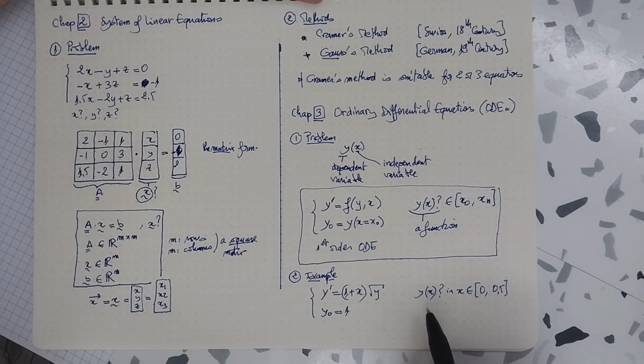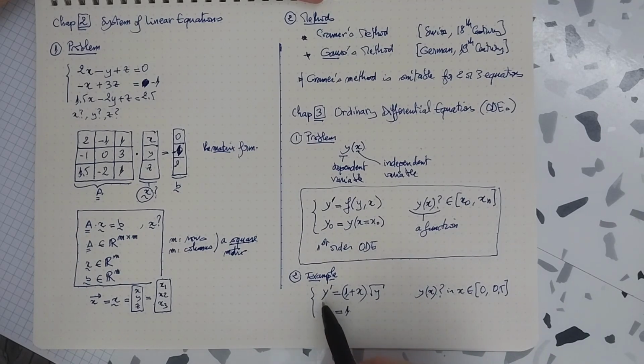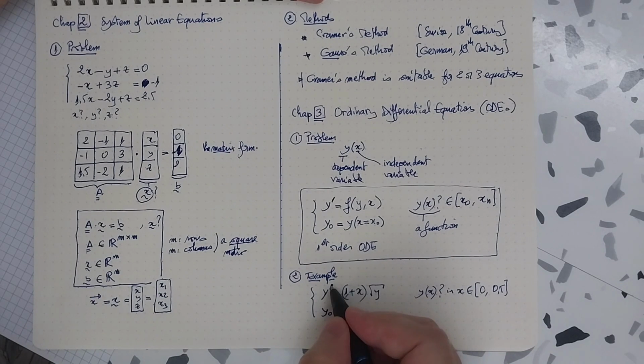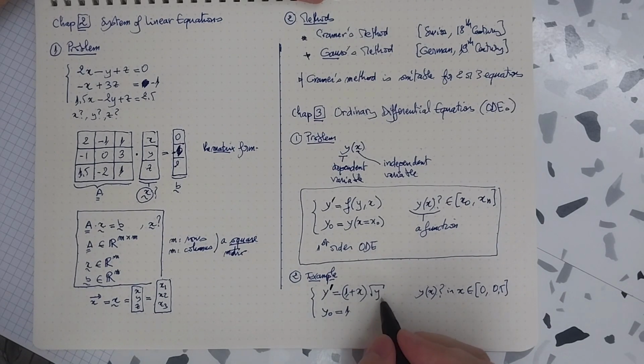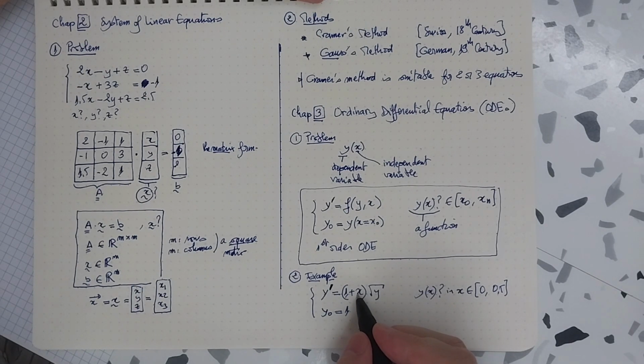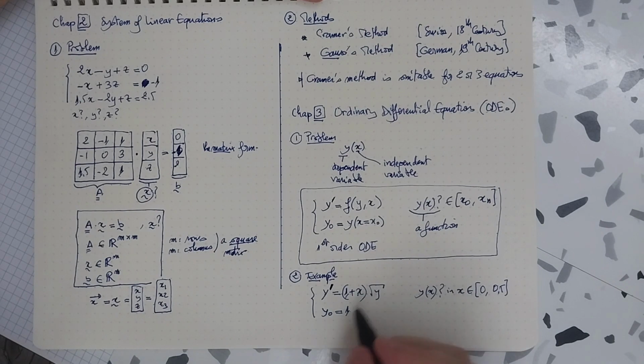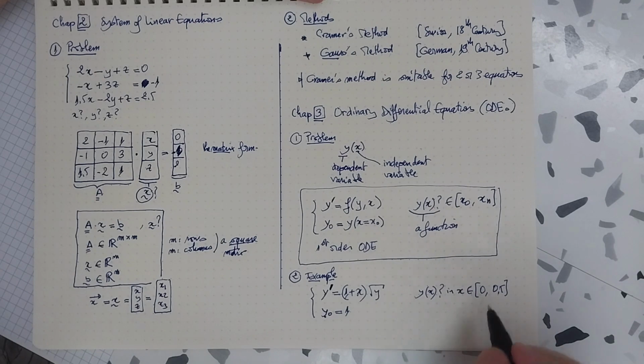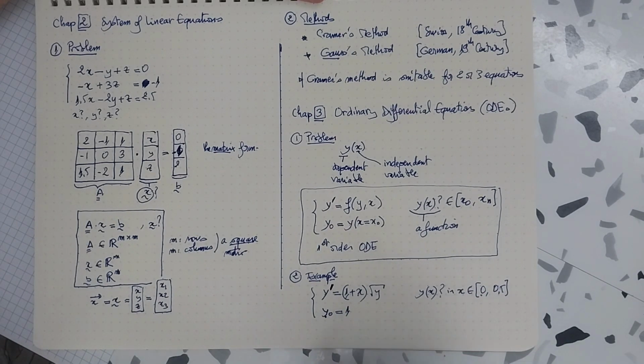So we are asked to find y with respect to x that satisfies this first order ODE, its derivative. This is f(x, y), an expression where you find y, the dependent variable, and x, the independent variable, both. And you are given the value of y at the start of the interval. This is the initial condition. Okay.